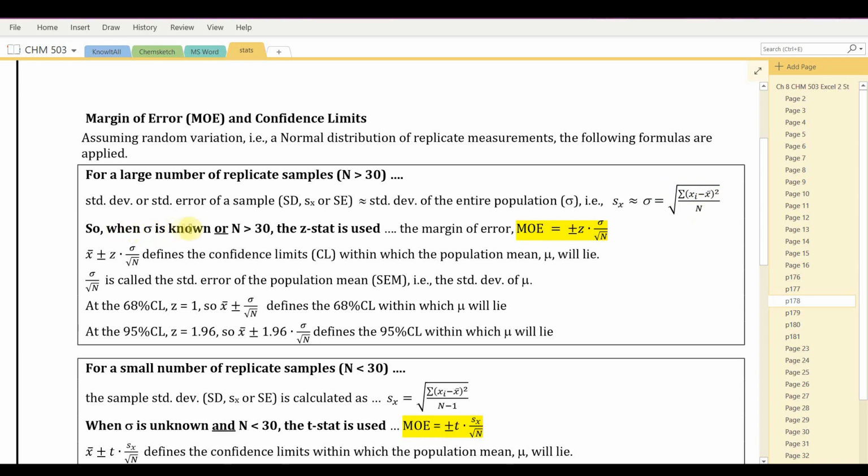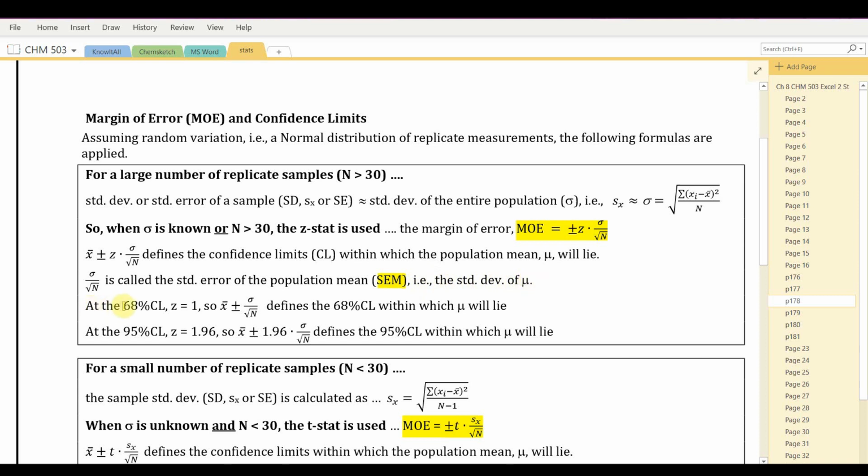So when sigma is known, or n is large, greater than 30, we use the z-stat. And the margin of error is equal to plus or minus z times sigma over root of n. So x bar plus or minus z times sigma over root of n defines the confidence limits within which the population mean will lie at some confidence level. Sigma over root of n is called the standard error of the population mean, often abbreviated as SEM. It's the standard deviation of the population mean.